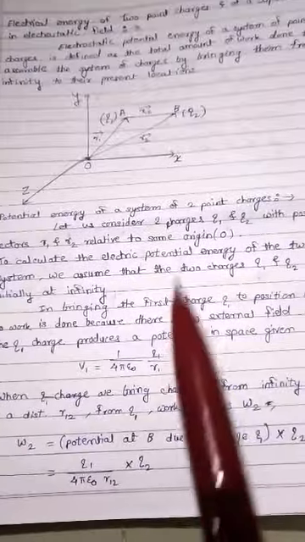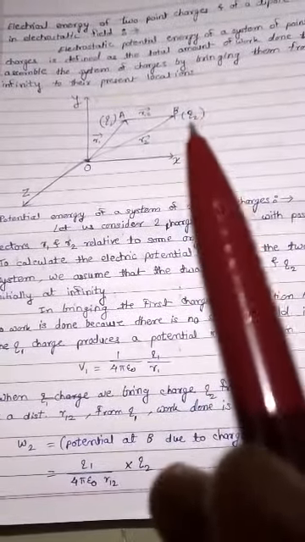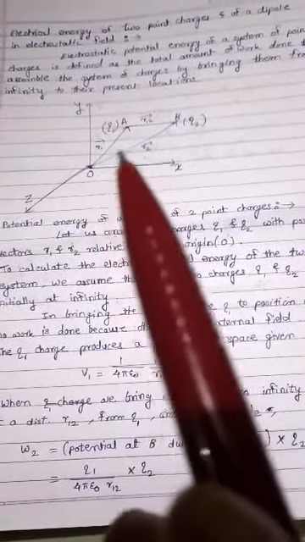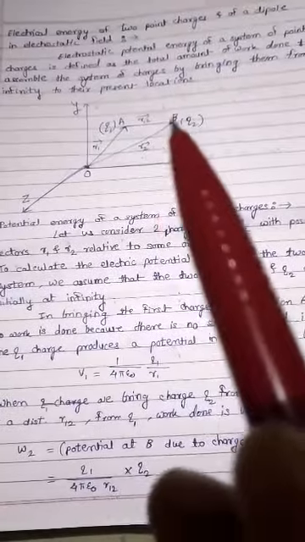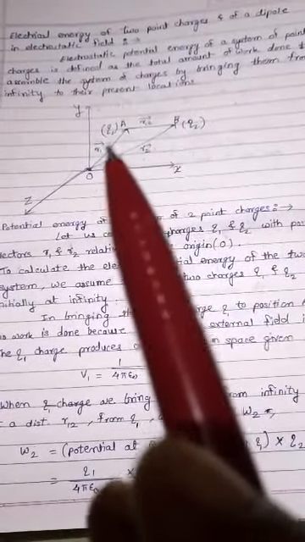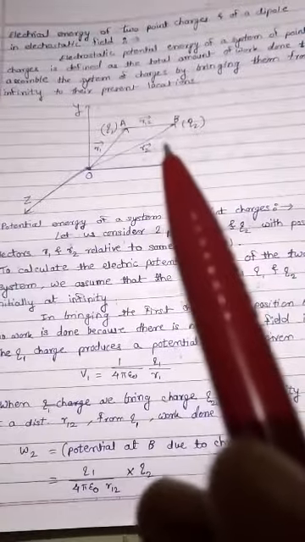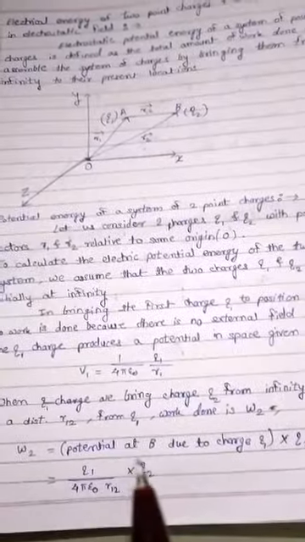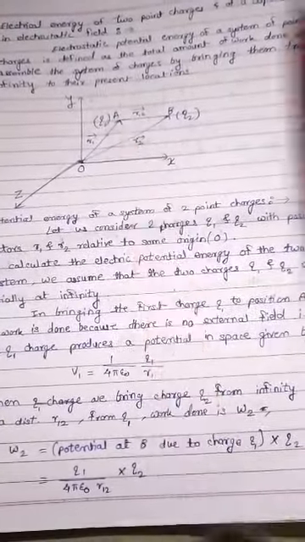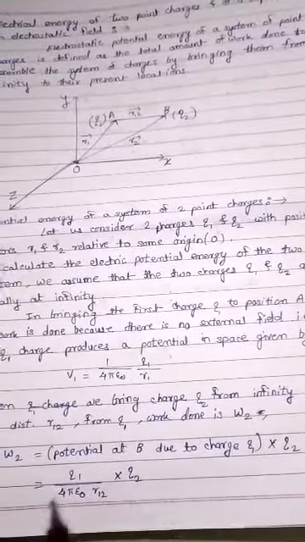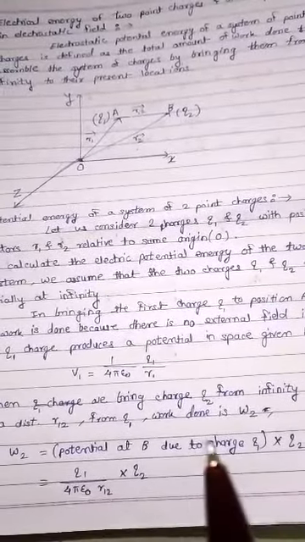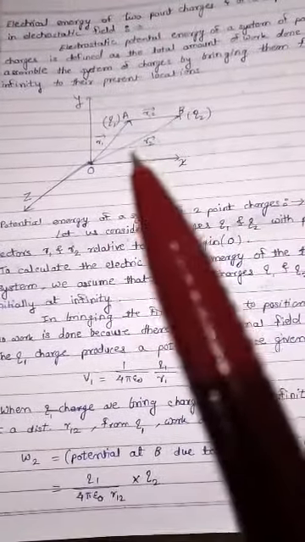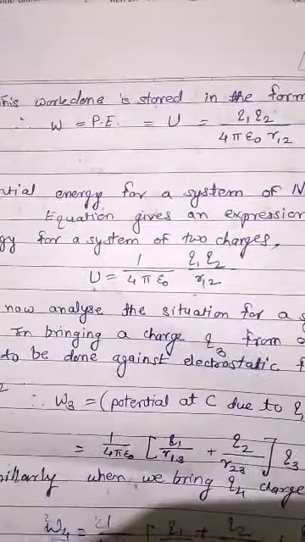So work is done because each charge exerts a force on the other. So W2 is equal to the potential at B due to charge Q1, multiplied by Q2. The potential due to Q1 is Q1 upon 4 pi epsilon naught R12, multiplied by Q2.